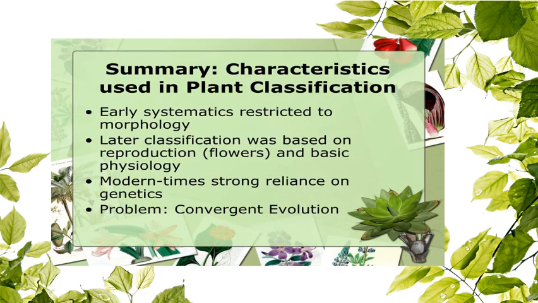Suppose we have sepals, petals, then androecium, gynoecium, and their arrangement and shapes. These are all the attributes on the basis of which we classify the plants. The flower is the reproductive part, so we say that the classification is based on reproduction. The next one is basic physiology.